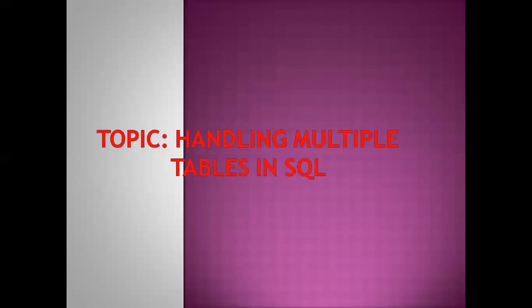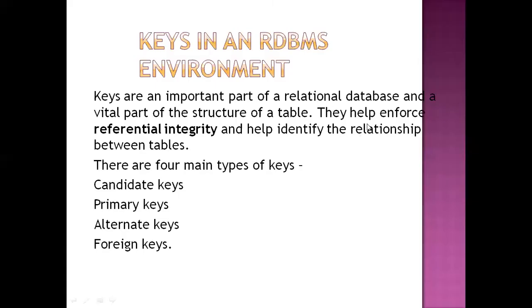So now the topic: MySQL and SQL joining. Multiple tables can be displayed with the join. See here, keys are clear. Before joining, I am revising all these keys. What are keys? Keys are an important part of the relationship in a database and a vital part of the structure of a table. They help enforce referential integrity. What is referential integrity? Which cannot be repeated and helps integrate the relationship between the tables.